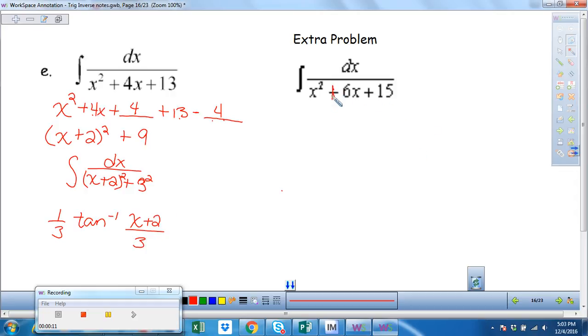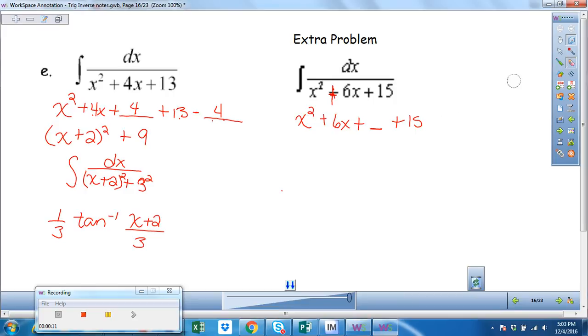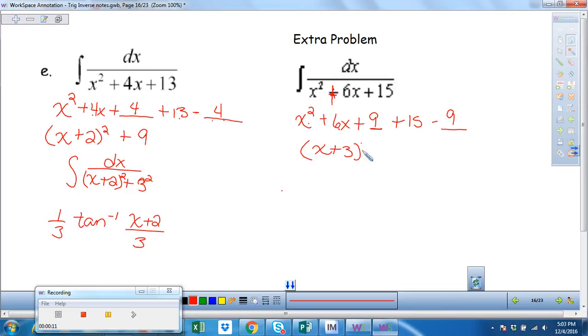I think on your paper it's plus, so I changed that one to a plus just to be consistent. But let's go ahead and complete the square. X squared plus 6x plus some number plus 15 minus that same number. Okay, so what number do I add there? I take half of 6, which is 3, and square it and get 9. So if I add 9, I have to subtract 9. And factoring this gives me x plus 3 squared. And 15 minus 9 is 6.